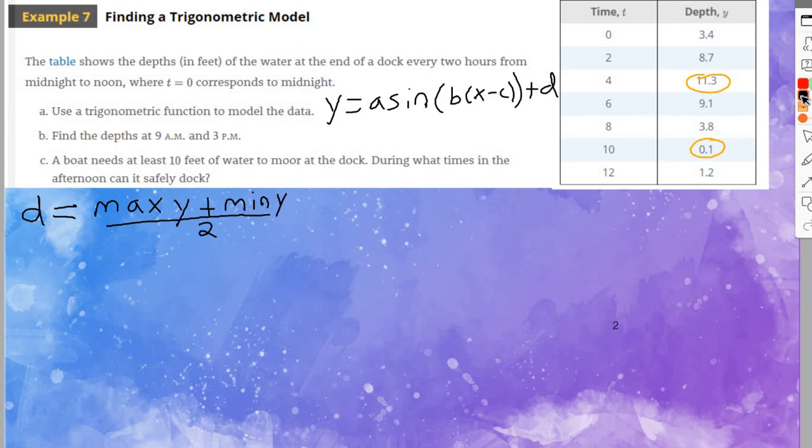So then we have D to be 11.3 plus 0.1 divided by 2. So we should get, I believe, 5.7. Okay, we would just type that into a calculator. Are we all okay with how I found D? Again, same formula, it's just from a different set of data this time. Okay, so what do we find next?